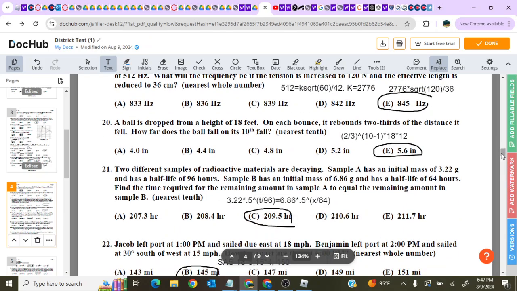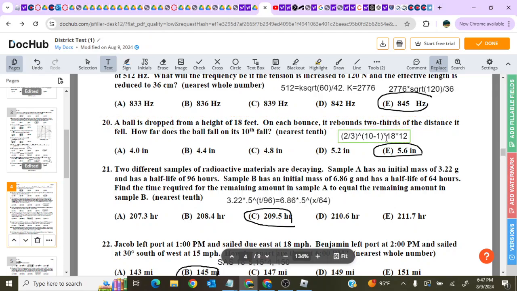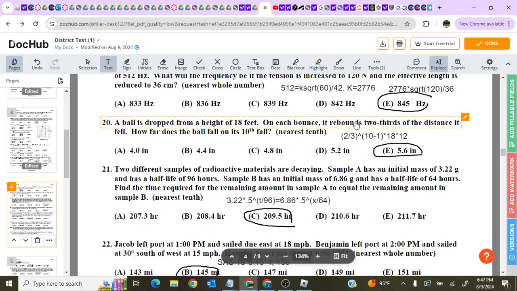Okay, so first off, on the first fall, it's going to fall 18 feet. Then on the second one, it's going to fall 2/3 that much. The third one is going to fall 2/3 times 2/3 the original value. As you can see, the series clearly keeps going. And on the 10th fall, it'll be multiplied by 2/3, 9 times basically. So then you multiply that by your original height, and then multiply it by 12 to convert to inches, and you get a value of 5.6.